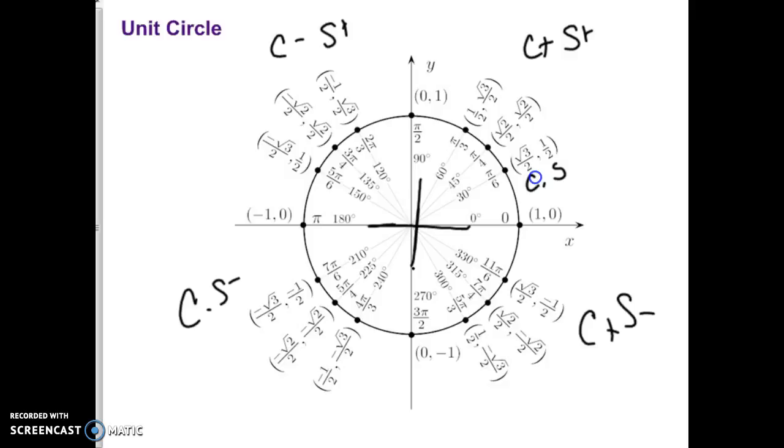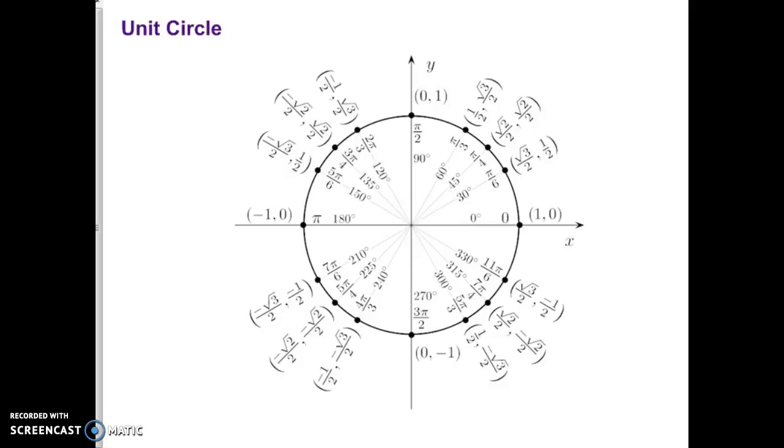Let's talk about the tangents. The tangent is always the sine over the cosine. So using the unit circle, you should be able to find the tangent values. At any given position, you can find the tangent values by writing the sine over the cosine.